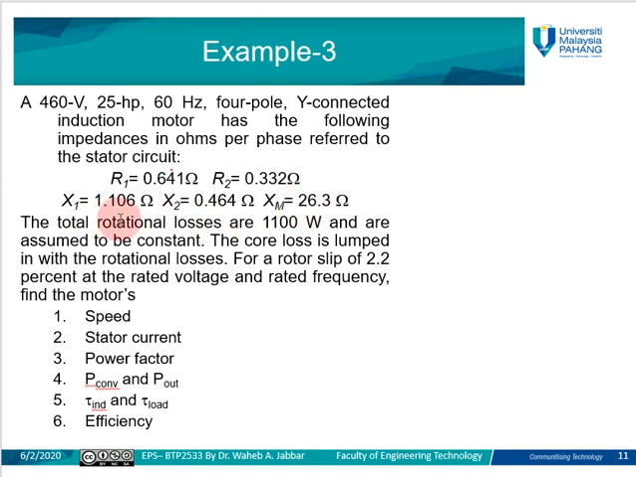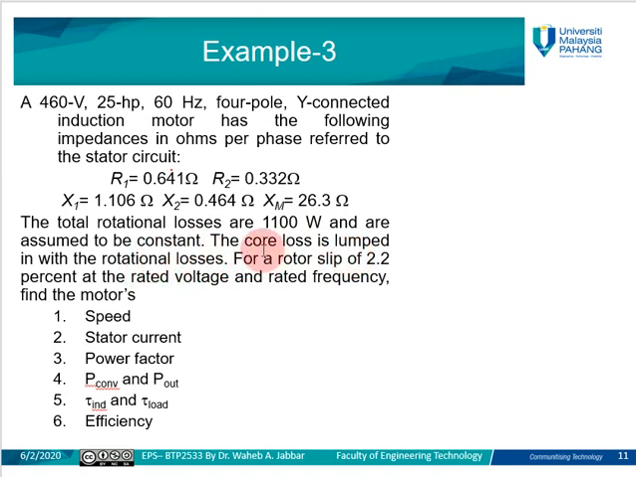It says the total rotational losses here, which means all the mechanical losses, is 1100 watt, and are assumed to be constant, so it does not change with the rotation or the load. It's constant for all loads. The core losses are lumped with the rotational losses, so the value of RC here is omitted. We cannot see RC here because it represents the core loss, so it is actually included in the value of the rotational loss.